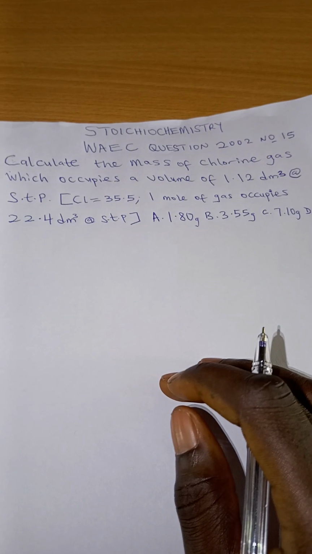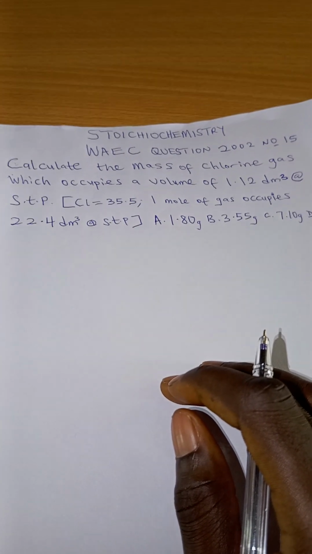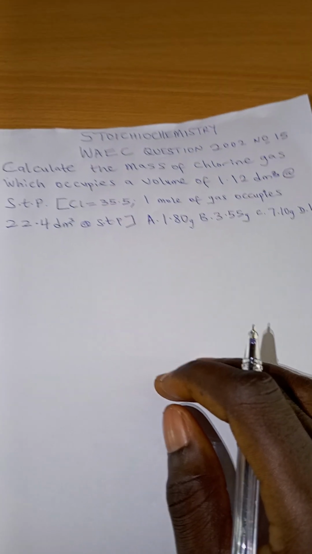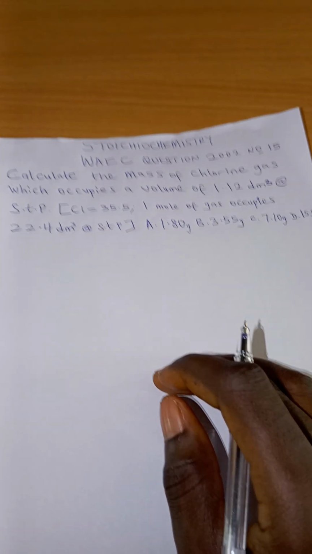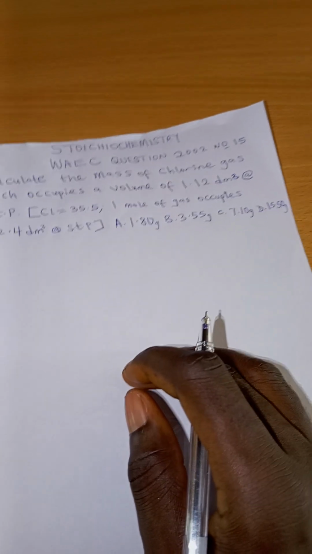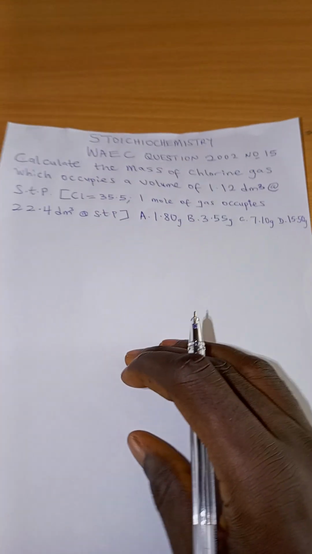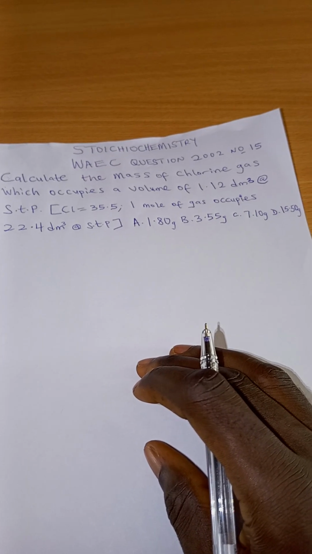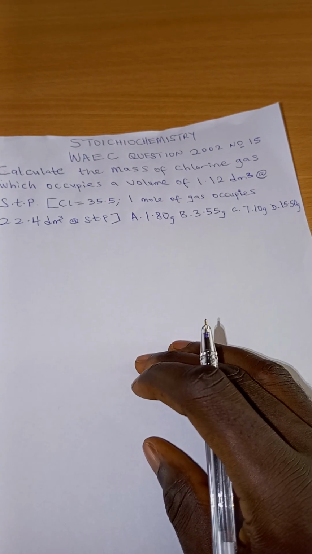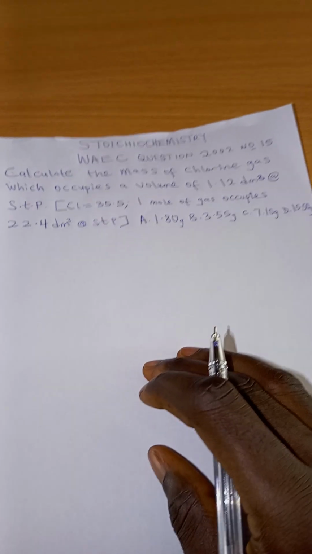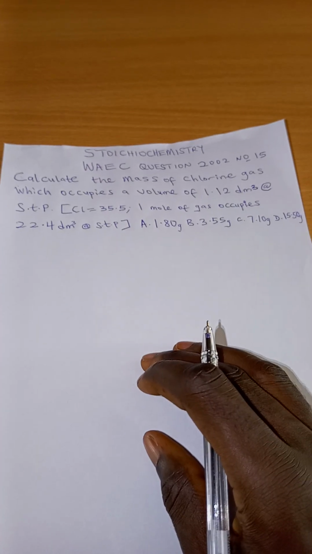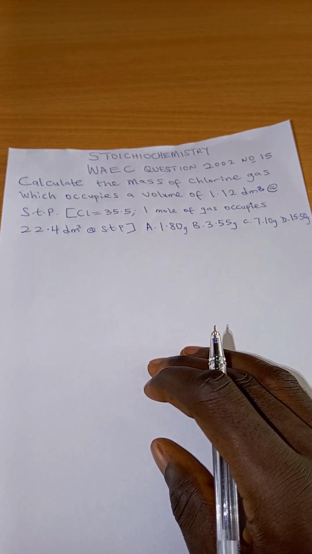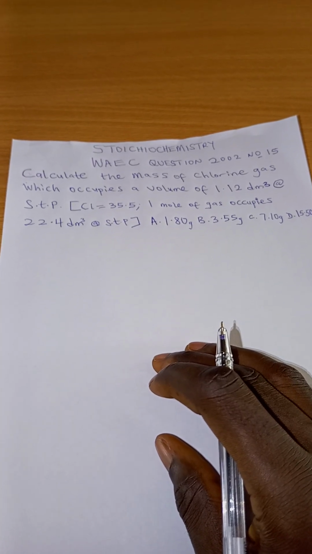Chlorine, the molar mass of chlorine is 35.5, and 1 mole of gas occupies 22.4 dm³ at STP. So we are given options: A, 1.80 grams, B, 3.55 grams. So by the time we solve it, we will know the correct answer. The question is taken from WAEC chemistry question 2000, number 15 to be precise.